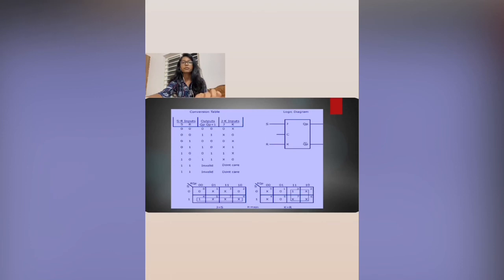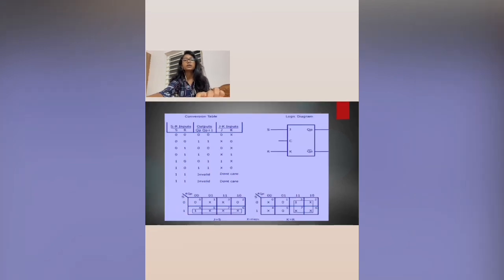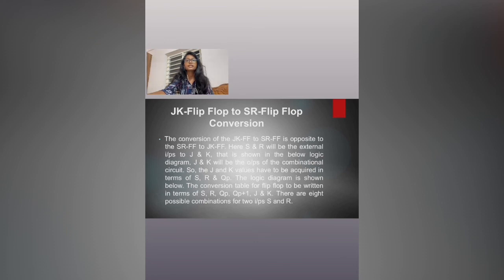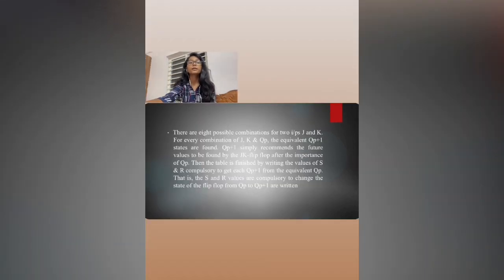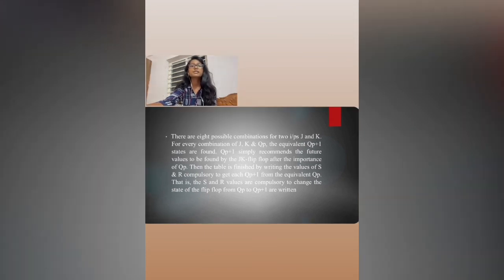flip-flop to SR flip-flop conversion. We can now draw a logic diagram for the table. We draw 2 K-maps for obtaining S and R. There are 8 possible combinations for 2 inputs S and R in QP. The logic diagram is shown below. The S and R will be the external inputs to JK. The flip-flop from QP to QP plus 1 are the equivalent, that is the S and R plus 1 simply recommends the future values to be R.